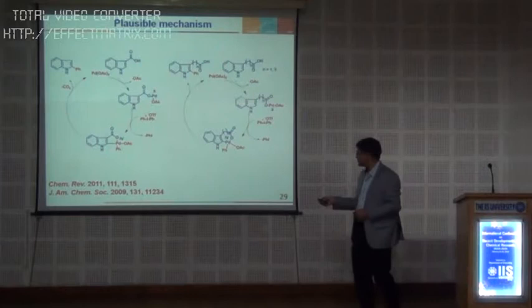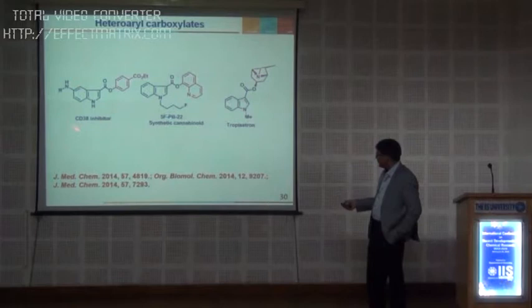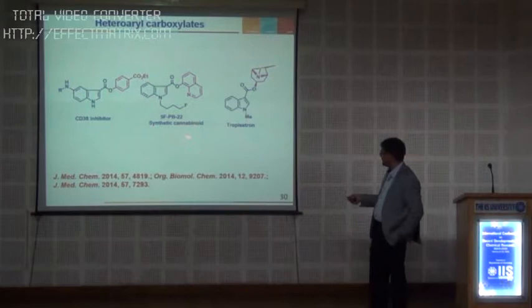Next was how diaryl iodonium salts can be utilized in the formation of carbon-oxygen bonds. And with the importance of these heterocyclic aryl esters like carboxylates, these indole aryl esters which are CD38 inhibitors, these are very interesting molecules.